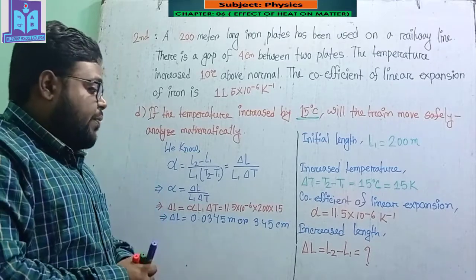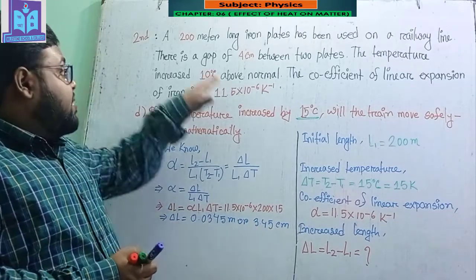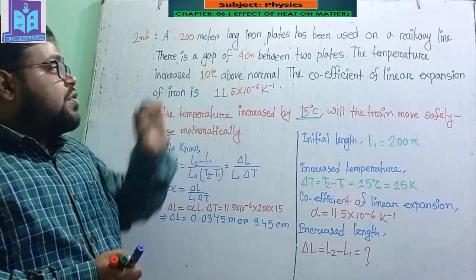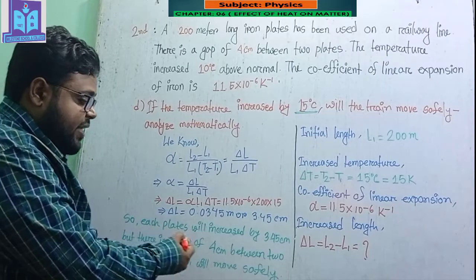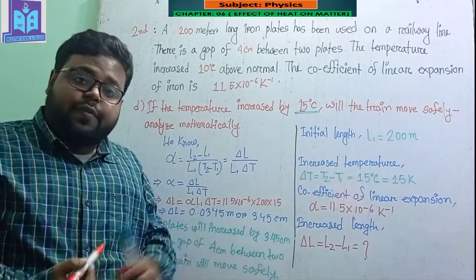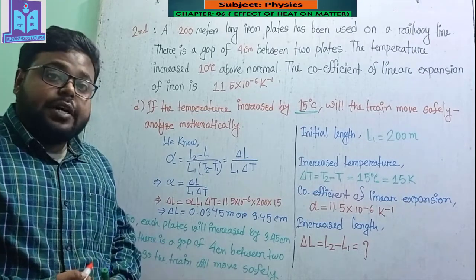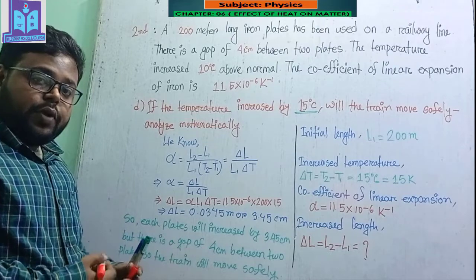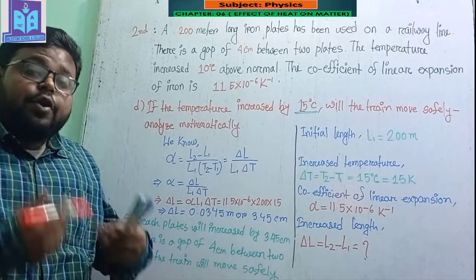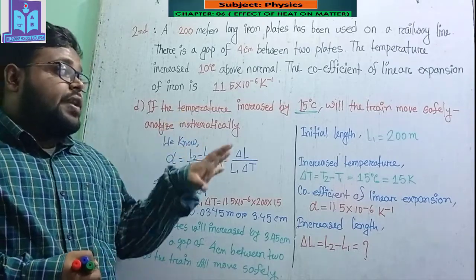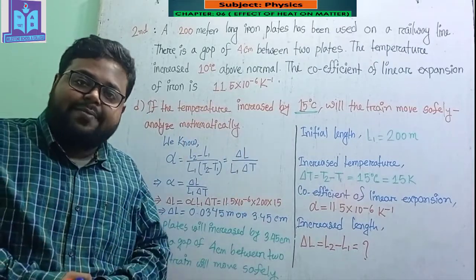Here you can see that the increased length is 3.45 centimeter, but there is a gap of 4 centimeter between two plates. So, dear student, each plate will increase by 3.45 centimeter, but there is a gap of 4 centimeter between two plates. Okay, so the train will move safely. And I hope you understand how we can find out mathematically whether the train will move safely or not.